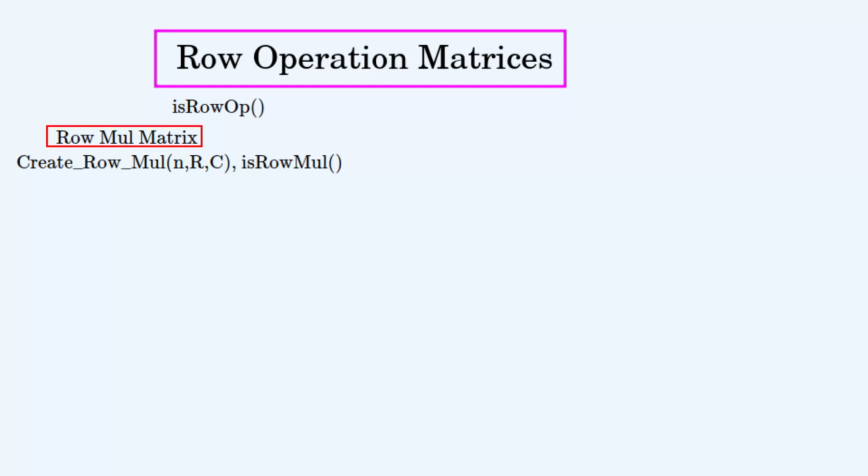Hello, and welcome to this video about row operation matrices. Matrix row operations can be represented by matrices. In this video, we'll learn how to write code to make these matrices, and then to see whether or not a matrix is a particular row operation. And then we'll write code to create random matrices so as to test these functions.